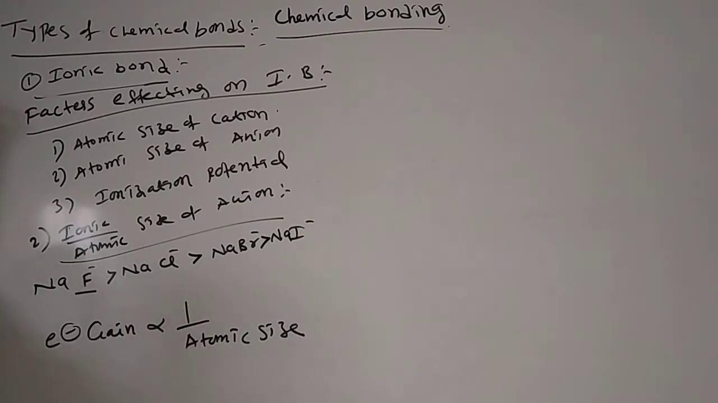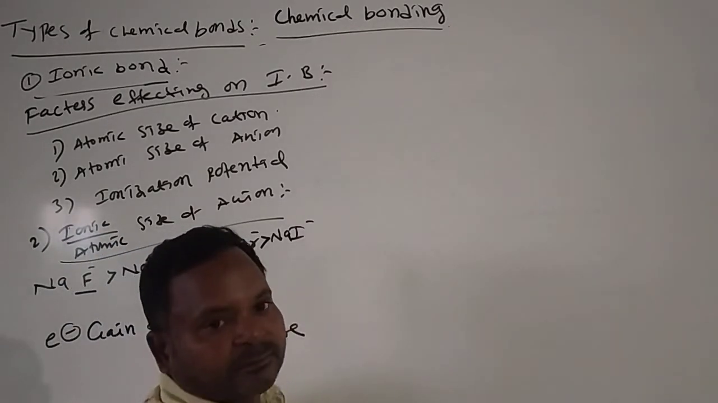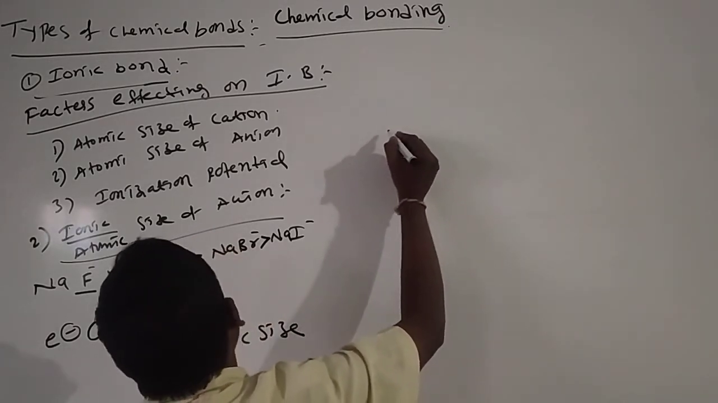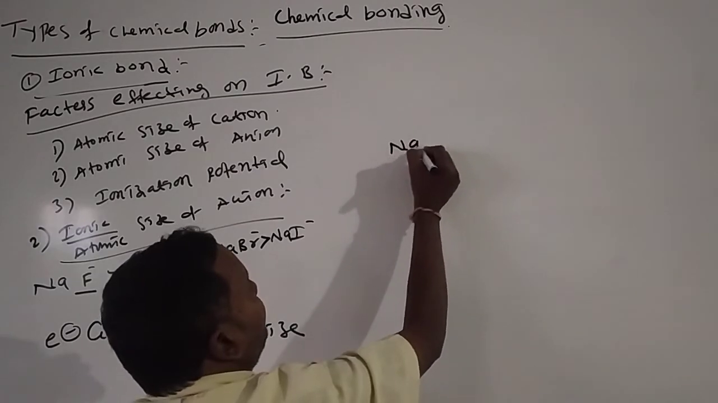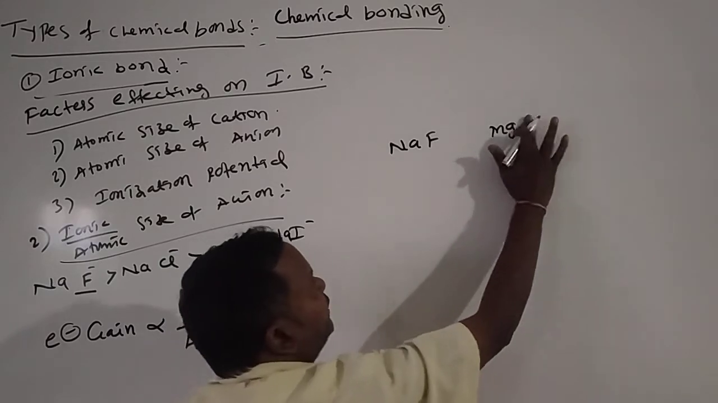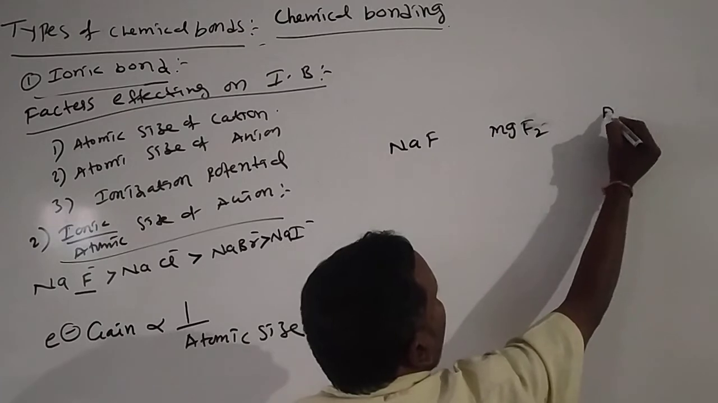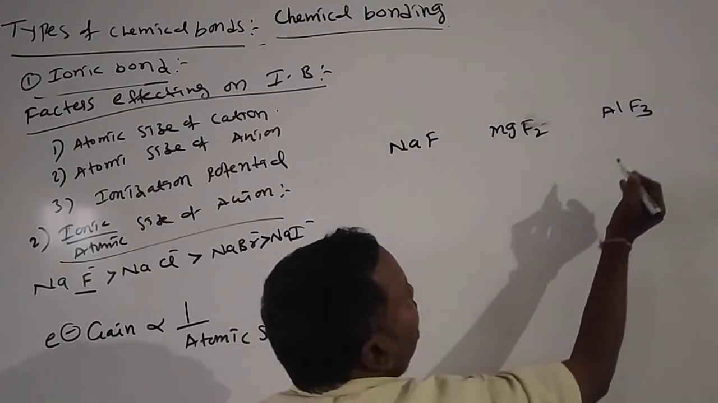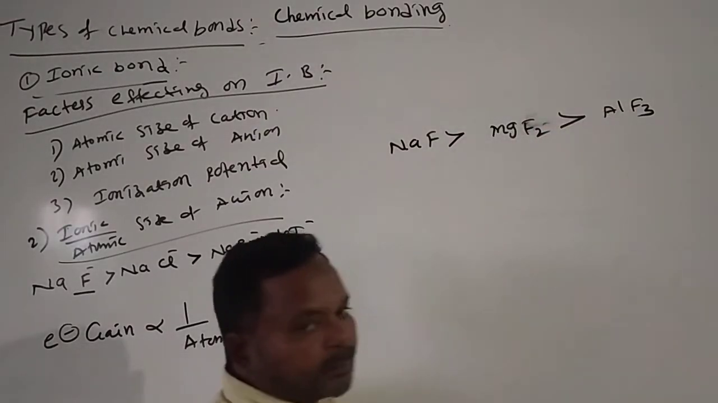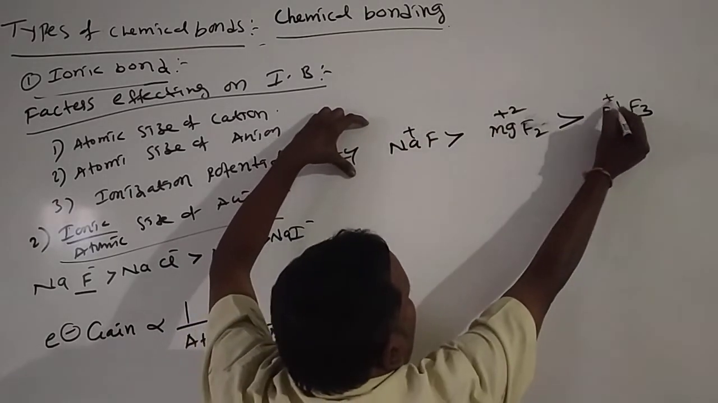This is about the atomic ionic radius, and now we will see charge. Suppose you take different charges: sodium fluoride, magnesium fluoride, and aluminum fluoride. Which is more? Sodium fluoride has more than the others. This depends on cationic charge, +1, +2, +3.